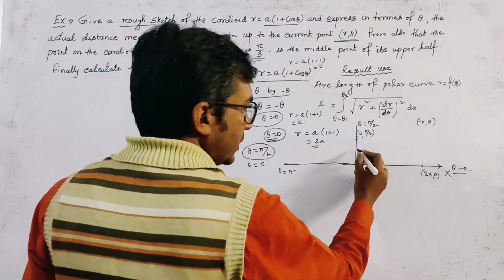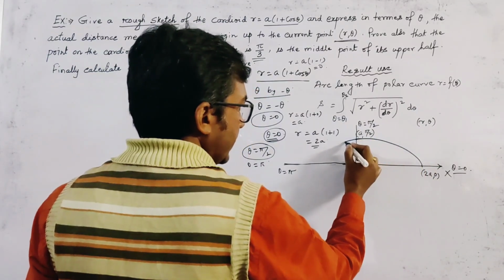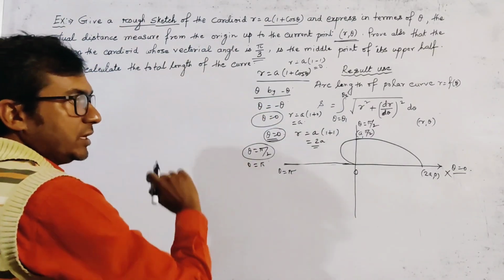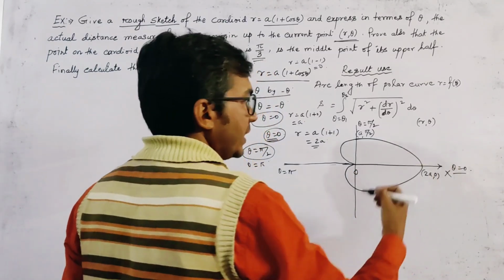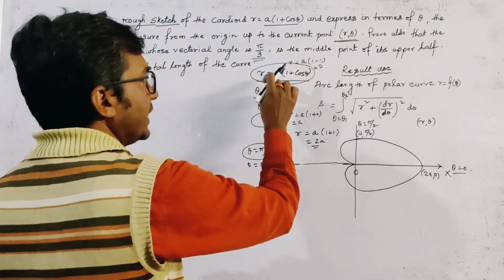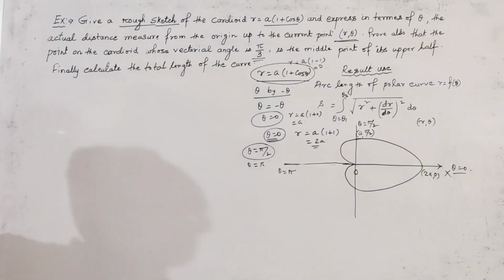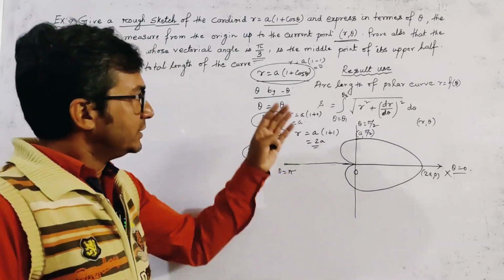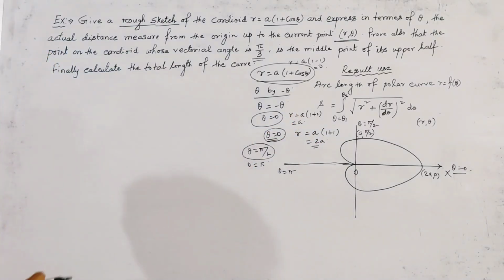So the rough sketch of this curve is like this. Because of symmetry about the line theta equal to 0, we draw the sketch in the lower part similar to the upper part. So this is the rough sketch of r = a(1 + cos theta). This is the cardioid, and this method is known as curve tracing. This way we trace the curve and draw the rough sketch of the cardioid.